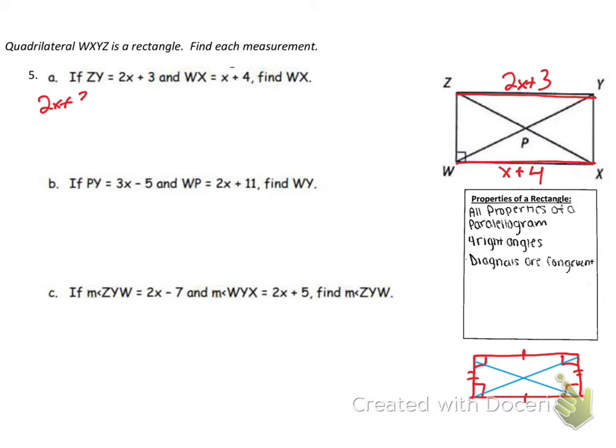So 2x plus 3 is equal to x plus 4. And bring the x over. And then I'm bringing the 3 over. So x is going to be equal to 1. Then it says find WX, so I've got to plug that in. If x is equal to 1, I would just plug that into here. That would be 1 plus 4, so WX is going to be equal to 5.